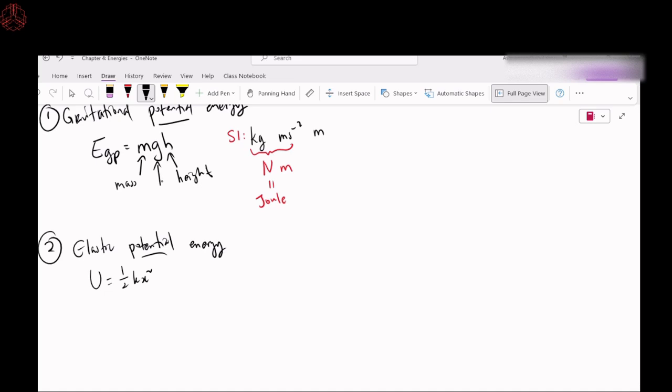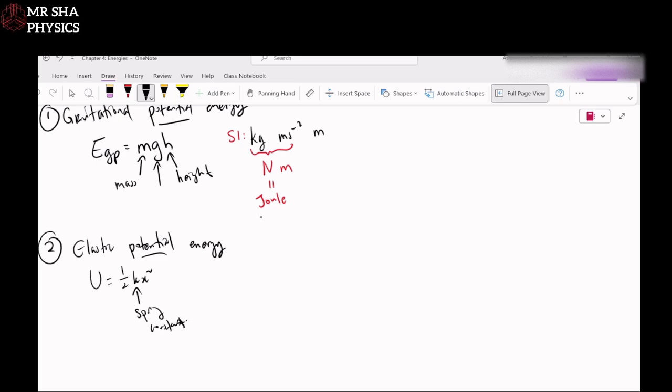If I have an extension or compression on a spring, well, on an object attached to a spring, it has a tendency to push back, right? So for gravitational, the main factor is the height, and then for elastic potential energy, the main factor is what we call the spring constant.